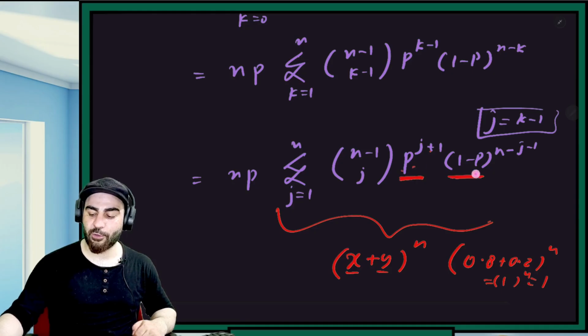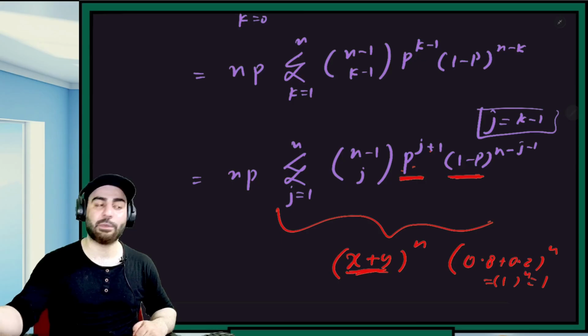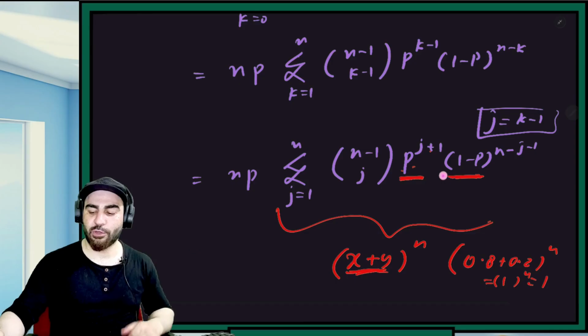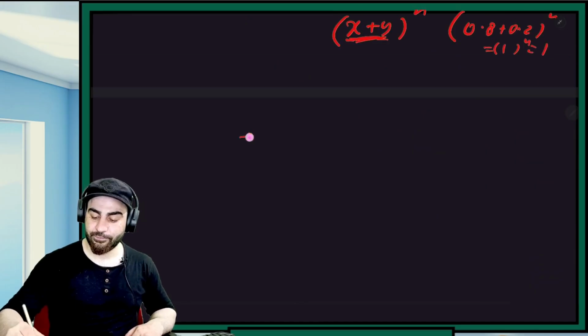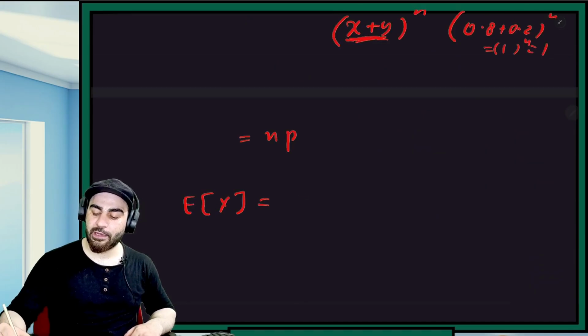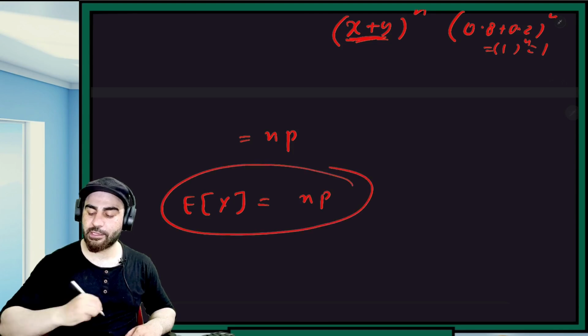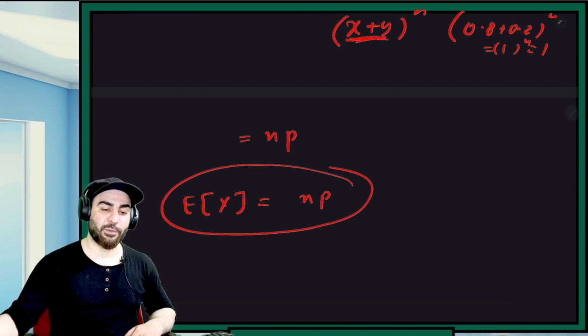If you add these two things up, it will be x plus y to the power n, and it will be 1 to the power n. This will be p plus 1 minus p to the power n. So you know that the sum is 1, and basically the whole of this term will go to 1. This is equal to np. The expectation of x when x is a binomial random variable is np. This is the expectation of the binomial random variable.